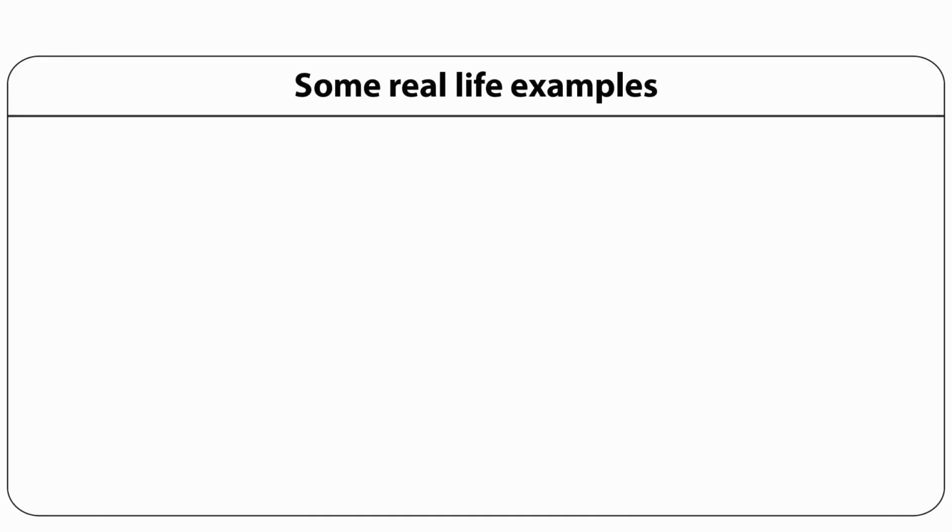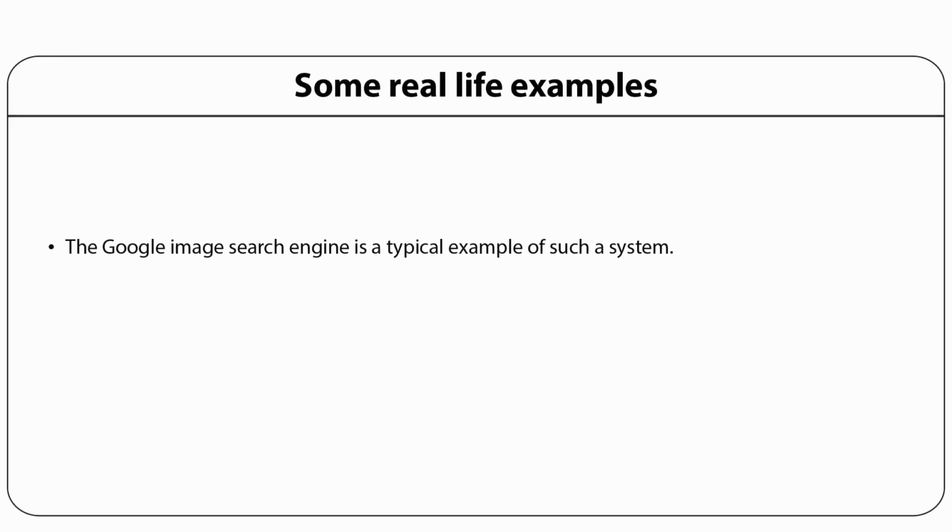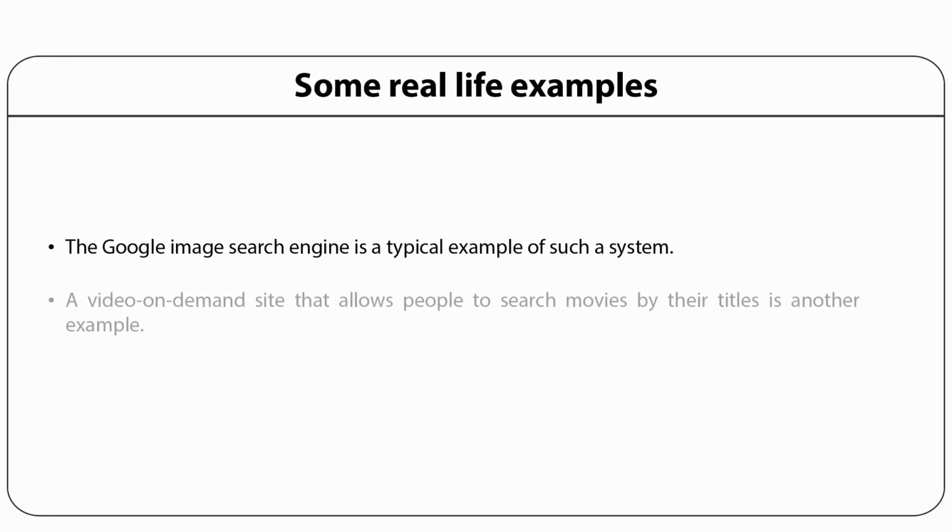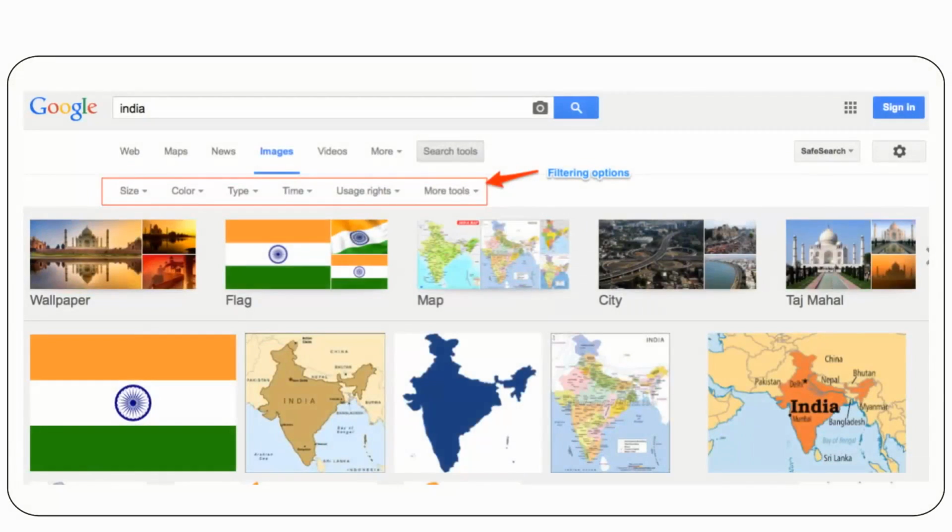Some real life examples. You might have seen Google's image search engine. It is a typical example of a multimedia information retrieval system. Another example can be a video on demand site that allows people to search movies by their titles. So in the next slide we will see the screenshot of these real life examples.